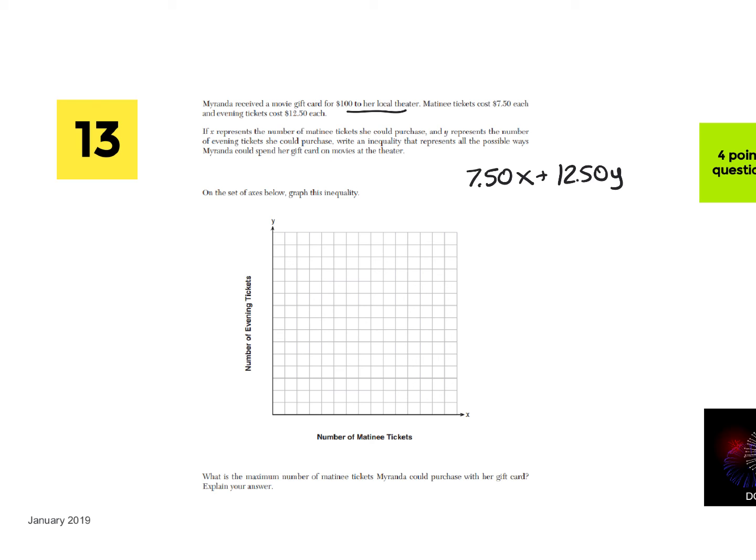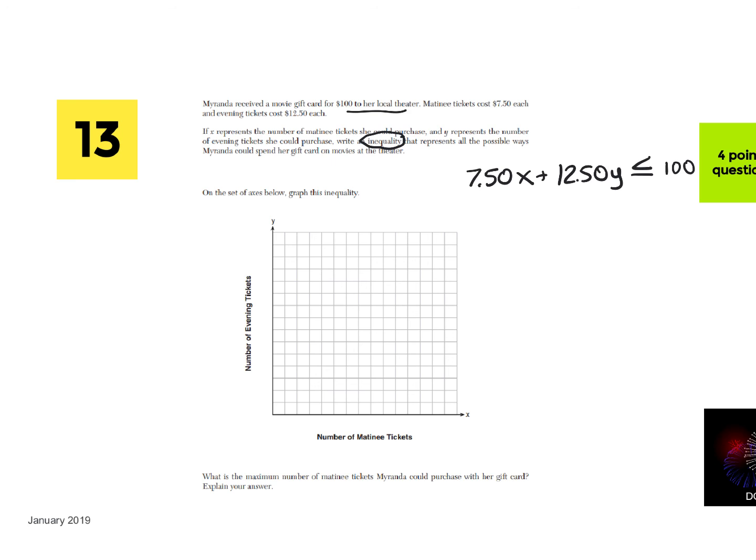So it says write an inequality, so that's our key. She could spend up to what she has, so she could spend $100 and that would be equal, but she could also spend less than that. So we're looking at that inequality. So that is our first step, is write that inequality. Our second step is to graph that inequality and then answer the question.